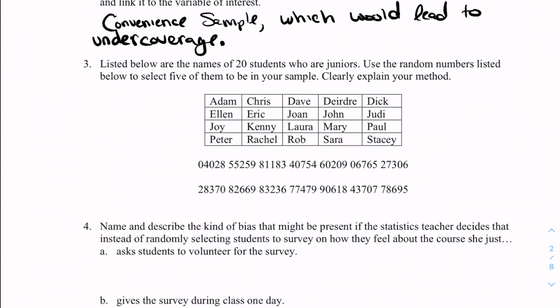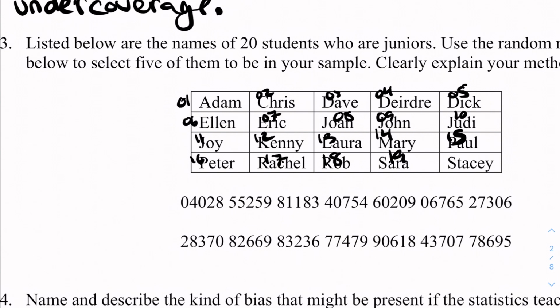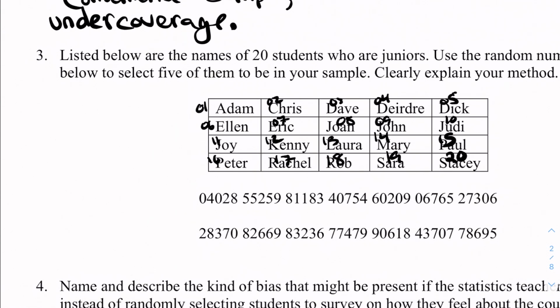Okay, 3. Listed below are the names of 20 students who are juniors. Use the random numbers listed below to select 5 of them to be in your sample. Clearly explain your method. Okay, so first off, let's give everyone a 2-digit number. Let's say 01, 02, 03, 04, 5, 6, 7, 8, 9, 10, 11, 12, 13, 14, 15, 16, 17, 18, 19, and 20. So now we've got each of them assigned.